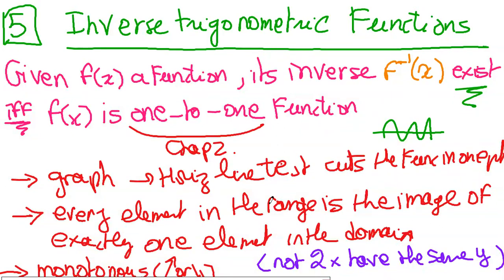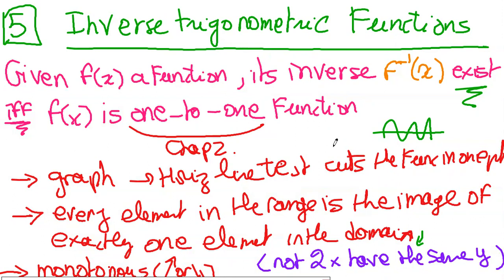If I want to talk about it algebraically, every element in the range is the image of exactly one element in the domain. What does it mean? If I want to explain it a different way, it means no two values of x have the same y. I cannot have the same y for two different values of x. Or also we can talk about it differently. We can say it's a monotonous function. What does monotonous mean? The function is strictly increasing or strictly decreasing.